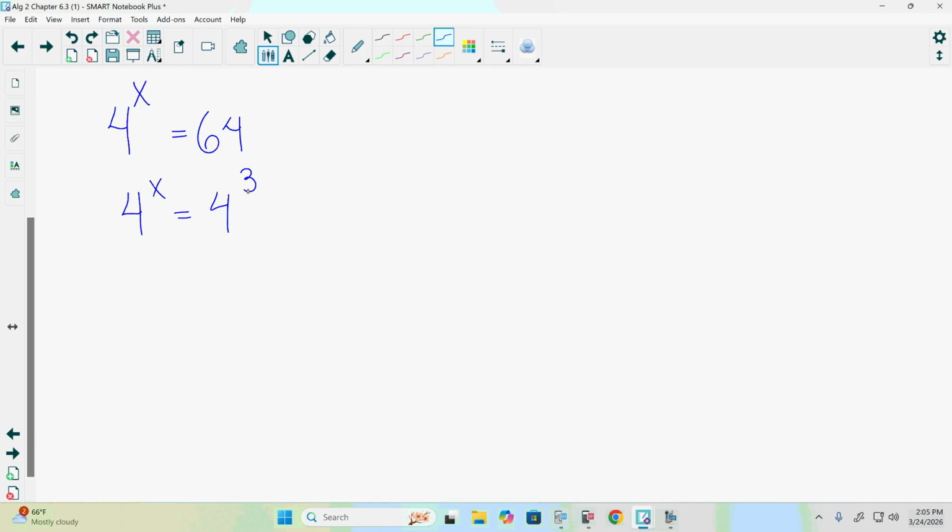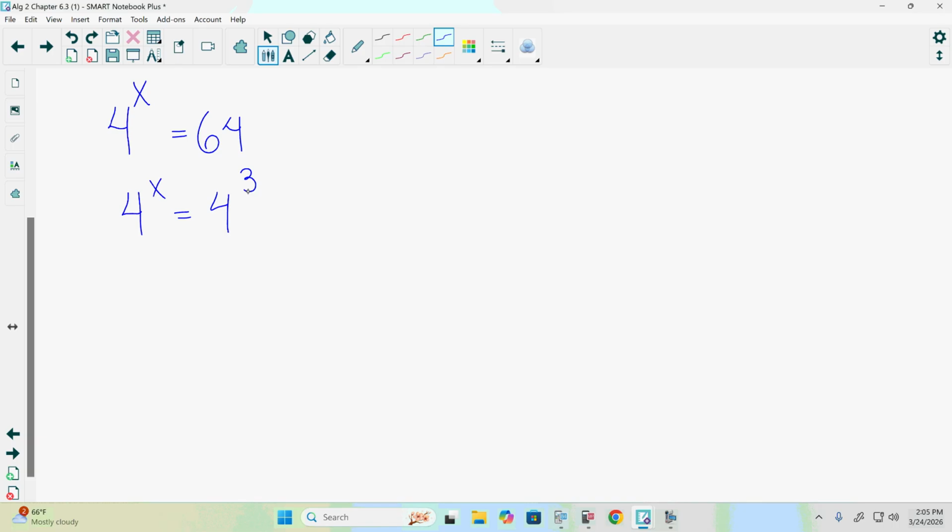Or the other way we can do this is we can rewrite 64 as 4 to the third, because I just found by trial and error that 4 times itself 3 times is 64. So I can replace that 64 with 4 to the third. We will come across this later on in the notes or later in a different note sheet. This is the one-to-one property.